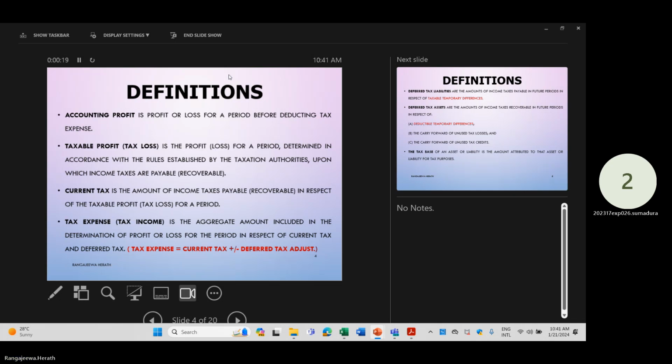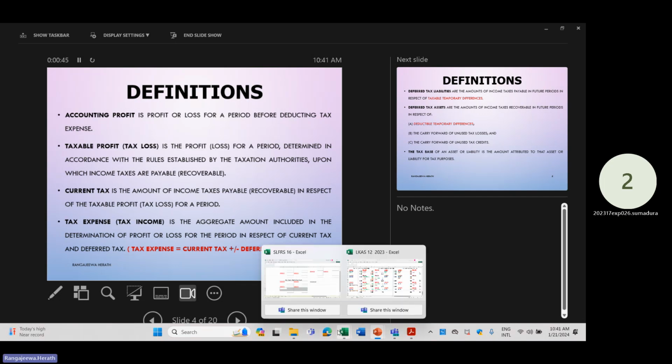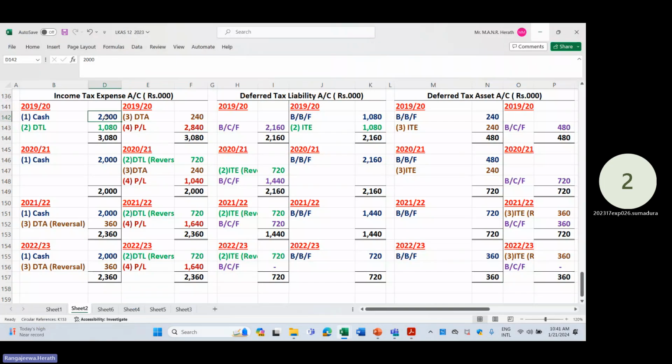Taxable profit is the profit for a period determined in accordance with the rules established by the taxation authority, upon which the income taxes are payable. The profit taken for the tax calculation is the taxable profit. Current tax is the amount of income tax payable in respect of taxable profit for the period. Current tax, if we take this activity, is 2000. Current tax. Right. In the previous activity, current tax is tax paid plus payable.